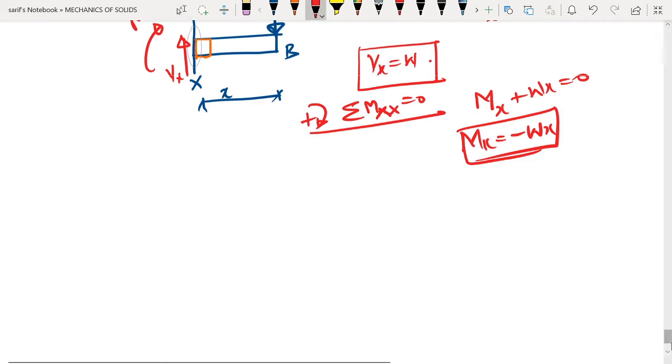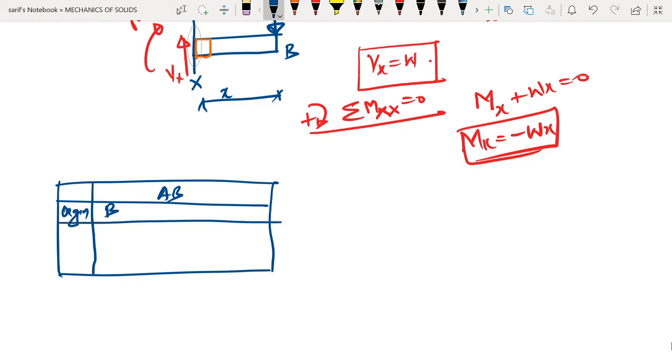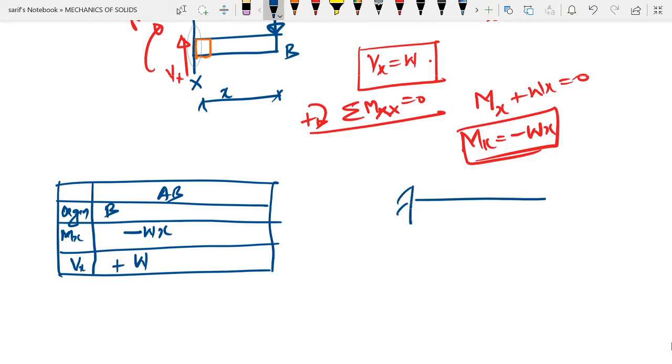We have the expression for Mx as well as Vx. Now let us draw the tabular column. In the tabular column, the region that we are having is only a single region AB, and in addition to that, we require the origin. The origin is B. Next, we need the expression for the bending moment, which is minus Wx, and the expression for shear force, which is plus W. Once we have this, we are ready to draw the shear force and bending moment diagram.